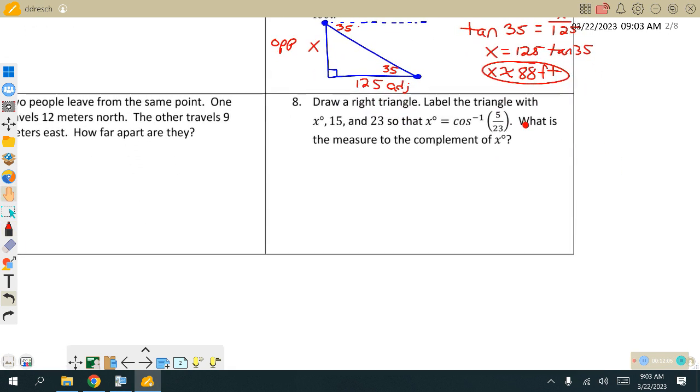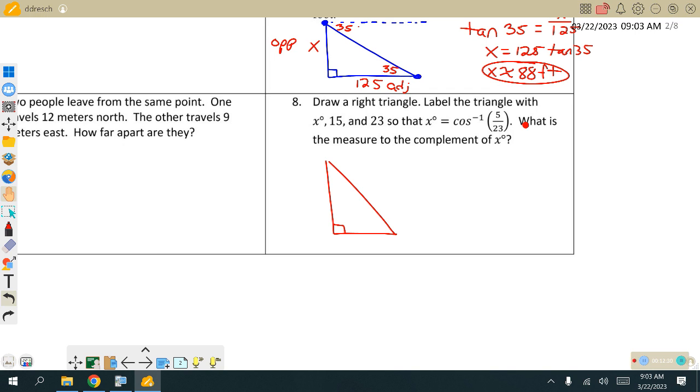Draw a right triangle. All right, let's draw a right triangle. Label the triangle with these 3 things. Now it says X degrees, and 15 and 23, such that X is again an angle, and it's the inverse of cosine, because that's the inverse, 5 over 23.